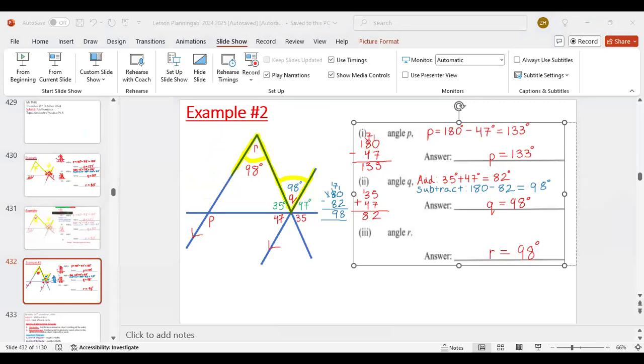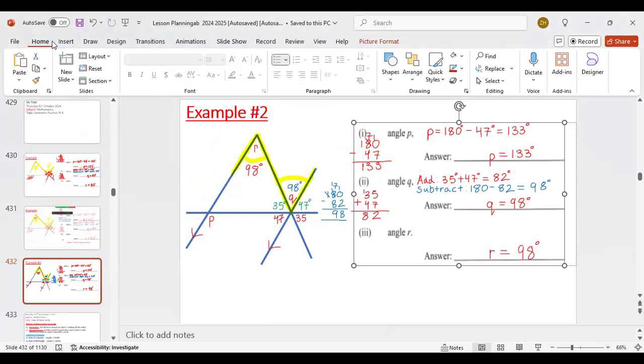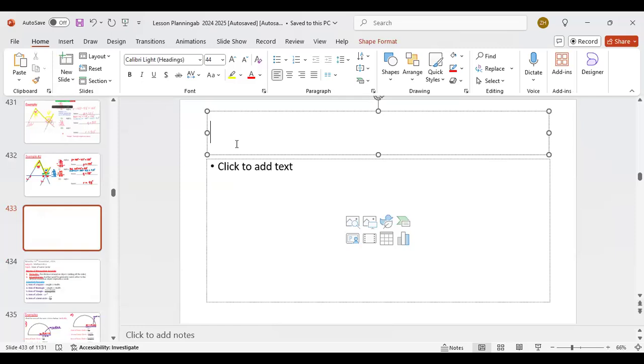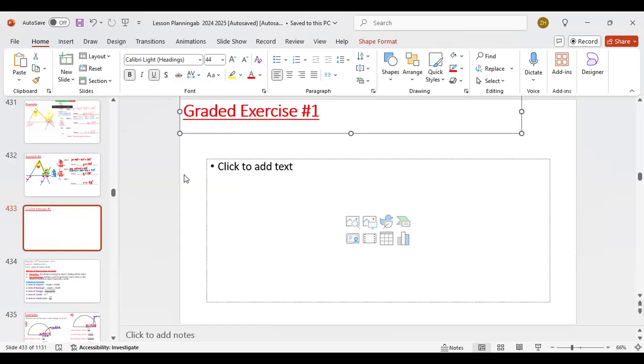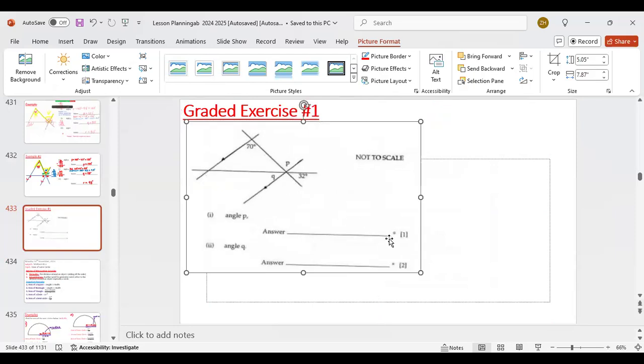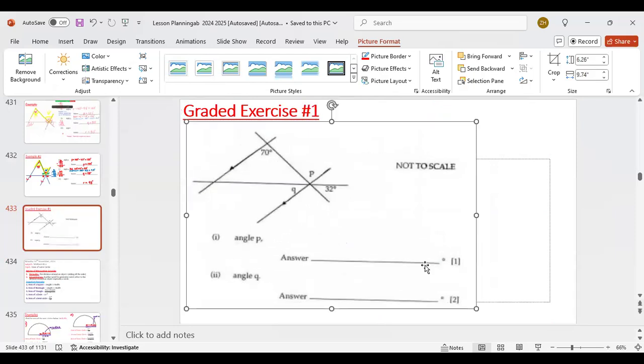So let's see. This one, interestingly enough, was a different year that this question came, but it came in a different way. It's basically the same thing. Anyway, let me just let you all see it. So this is the graded exercise. I want you to do this on your own. Graded exercise number 1. Use the example that was given to answer this. And there we go. I want you to draw this, and this is another past paper question.